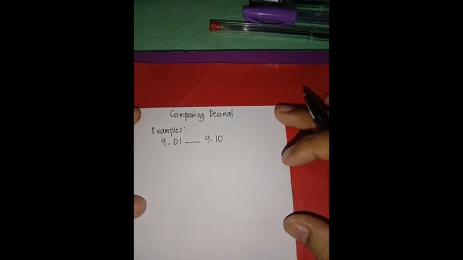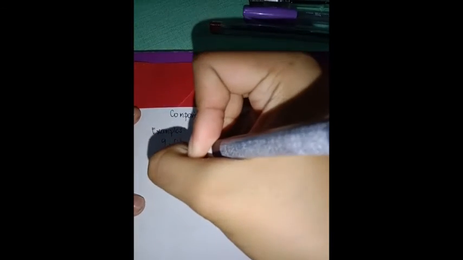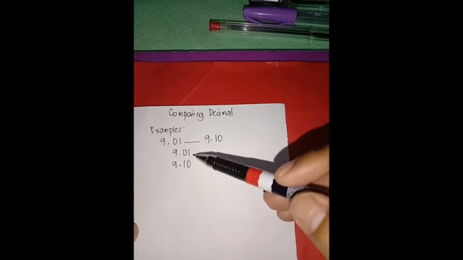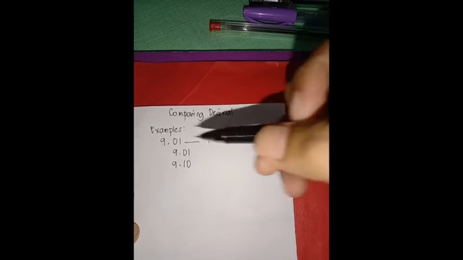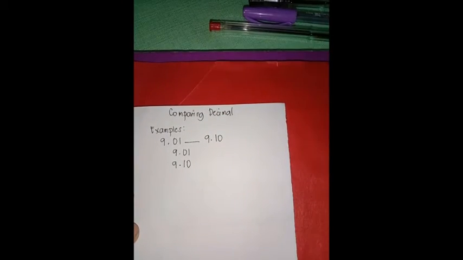So I will show it. For example, we have the given. To compare this, our first step is to arrange it into vertical, so it is easier to compare. Since I have arranged it into vertical, I will compare it. First, I will look at the leftmost digit, the left side corner of our digits.